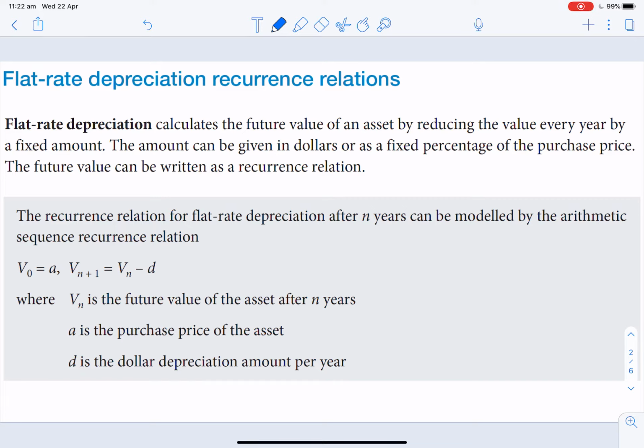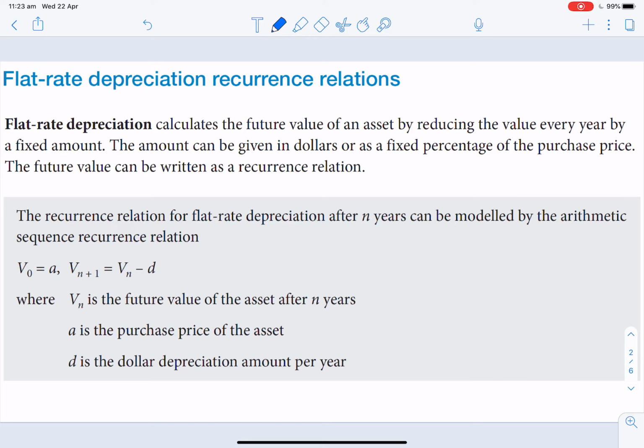And the future value, for example, if we said it loses $1,000 every year, after 3 years, it's lost $3,000. So the value of it in 3 years is called the future value. I'm getting my words confused. We've got our initial value or our purchase price of our asset. Then we've got the dollar value that it loses each year.